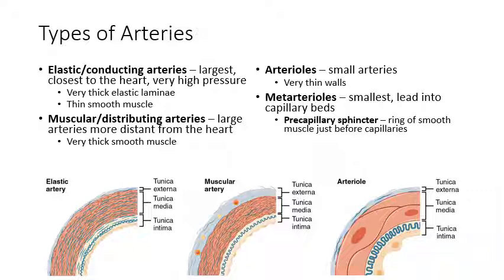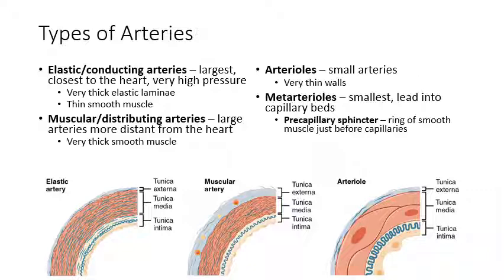Then you have the muscular arteries, which are also called distributing arteries, because their job is to distribute blood around to the body. So those are also big arteries, but a little bit smaller than the elastic arteries, and they're also a bit further away from the heart. So the elastic arteries would actually branch into muscular arteries. The smooth muscle of the tunica media of your muscular arteries, as the name suggests, is very thick, and you're doing a lot of blood pressure regulation there, with a strong ability to contract that muscle and change the size of the vessel.